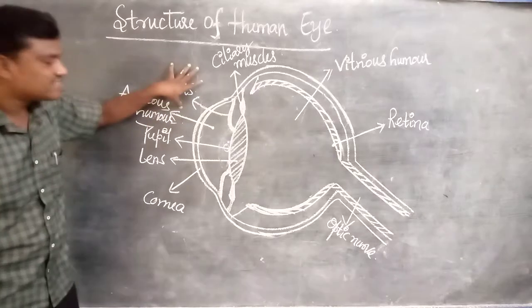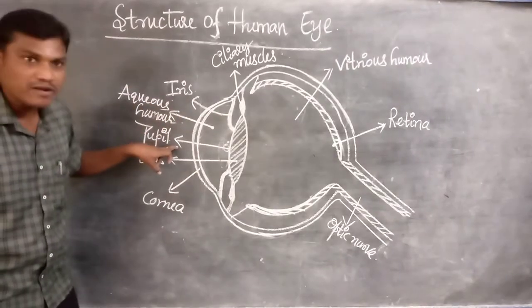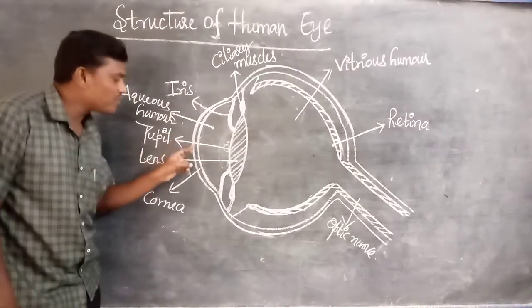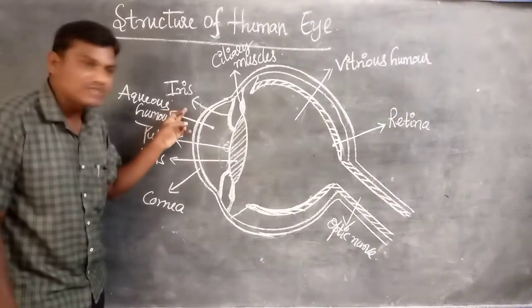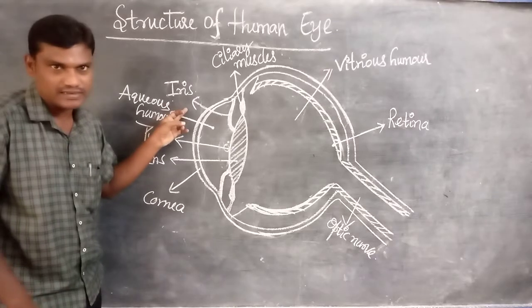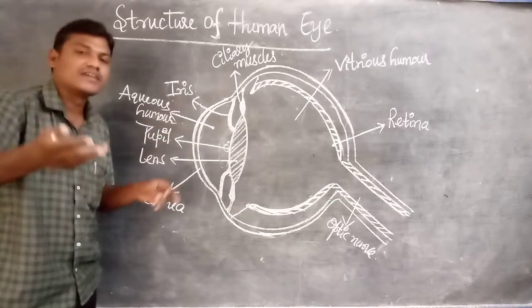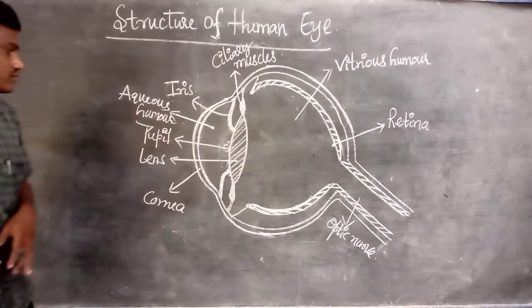That's why the iris is the colored part. It contains a small hole at the middle, which is called the pupil. The pupil is which color? Black. The iris is which color? Different colored spots are there. It is not a single color: brown, blue, black. Some other colors are also there.